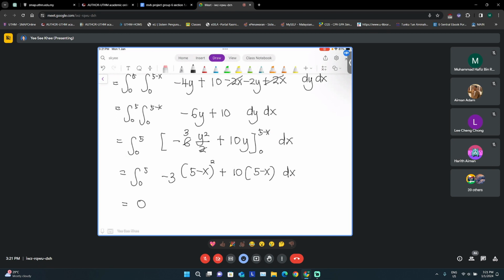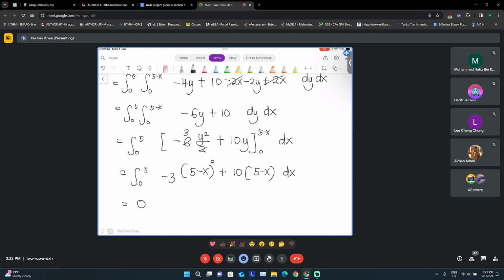How many groups want to present in these sessions? How many groups want to present later? No group wants to present later? One group only? Okay, so I'll just continue because one group only, right? So we still have time.